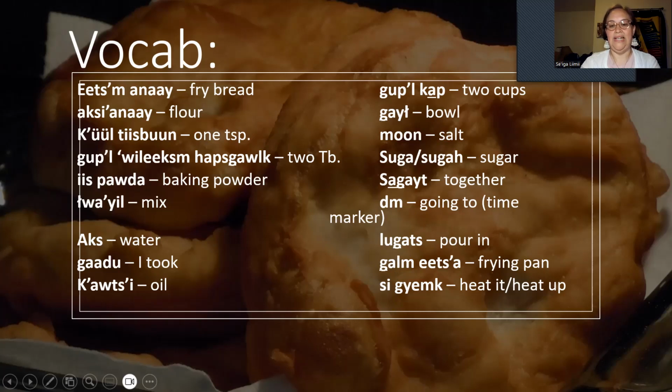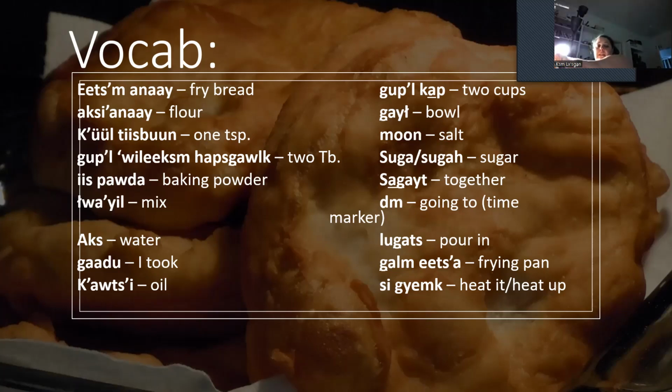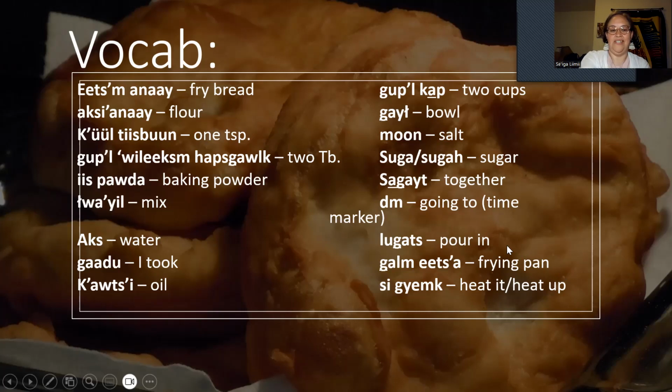Gollum Etza, frying pan. Shigimp, heat it, heat up. Lugats, Gollum Etza, Shigimp. Wehoiks. I forgot to mention before we move on to the next vocabulary list, Lugats is usually used for pouring in liquids.